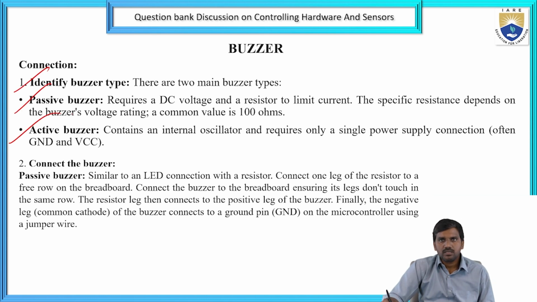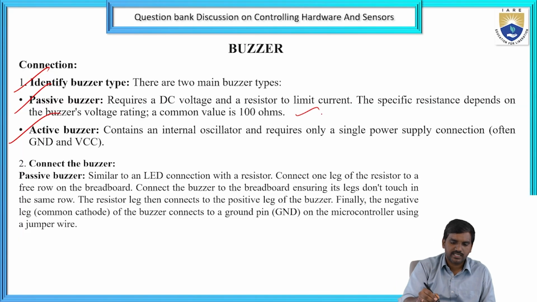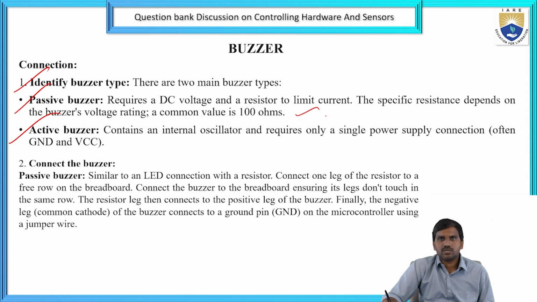A passive buzzer requires a DC voltage and a resistor to limit current. The specific resistance depends on the buzzer's voltage rating. A common value is 100 ohms. An active buzzer contains an internal oscillator and requires only a single power supply, that is ground and VCC, connected to the buzzer.